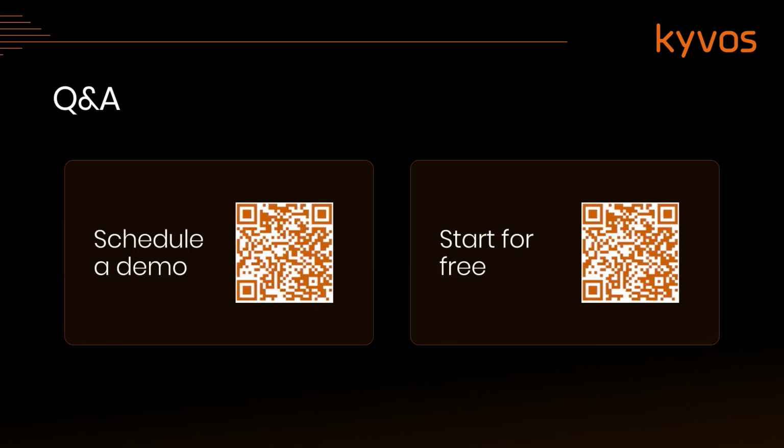Does Kyvos support row level security and report level user filtering of data? Okay. Yes, Kyvos supports row level security. We can define row level security within the application using your groups or users that you have created. And report level user filtering of data, I'm not quite sure what that means.